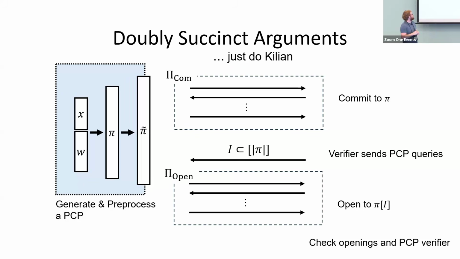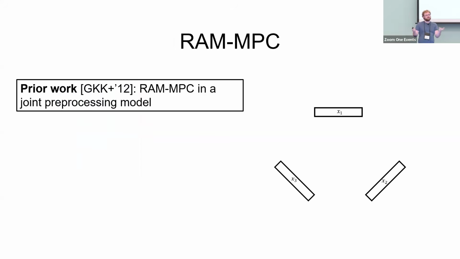So this is how we build a doubly succinct argument. Essentially we have the same rough idea as Killian and the same rough efficiency guarantees. And then finally, the last thing that we consider is building MPC for RAM programs.